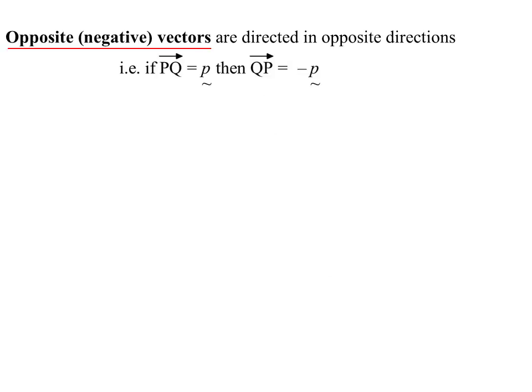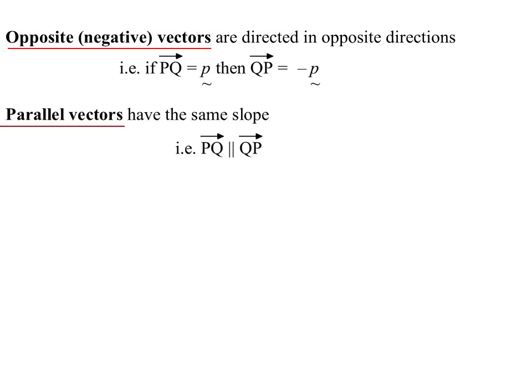Opposite, or more commonly called negative vectors, are vectors in opposite directions. If PQ is our vector P, then QP would be negative P. It's just going the other way. Parallel vectors will have the same slope. Well, they're parallel, that makes sense. So in other words, the vector PQ would have to be parallel to the vector QP. They're going in different directions, but they still have the same slope.